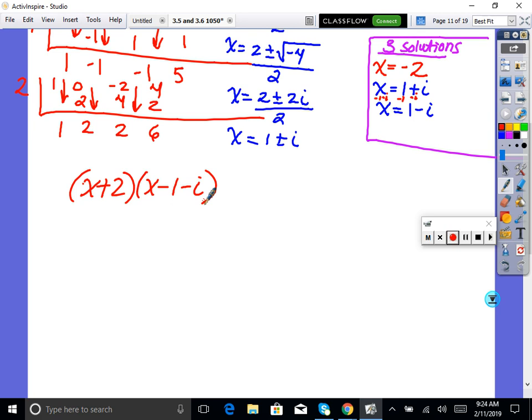Okay, then let's look at this one. Minus 1 plus i, minus 1 plus i. So we have an x minus 1 plus i. There's our 3 factors. We've now factored it completely. All good? Okay, awesome. Couple more examples.